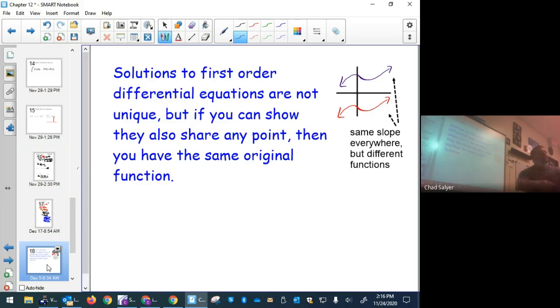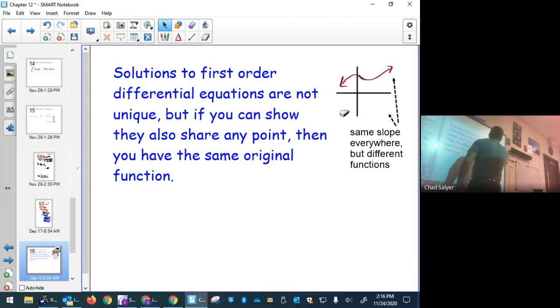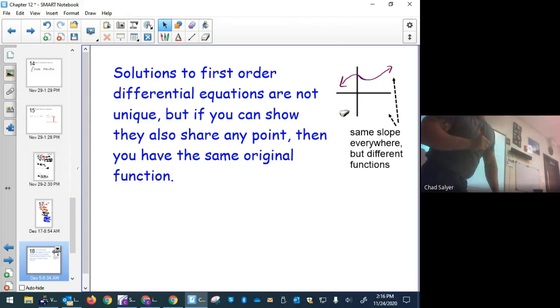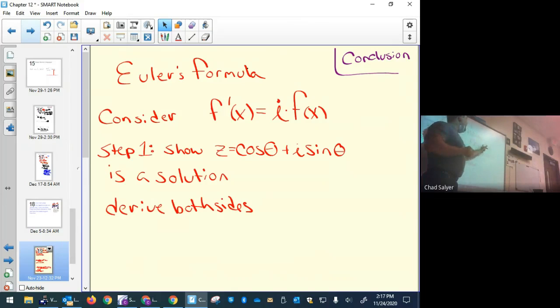However, if I can show that two functions both have the same slope and share at least one point, do you see how if they share at least one point here, they must share all points if it's the same shape? So he thought about two very interesting equations with respect to that relationship. He thought about, what if f prime of x equaled i times f of x? So the first derivative is the imaginary unit times the original function. So that's a differential equation. It relates the derivative to some expression involving the original function.